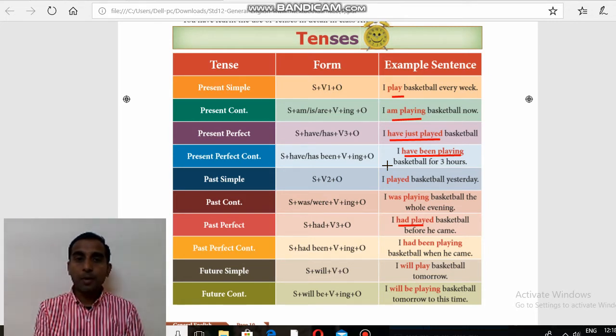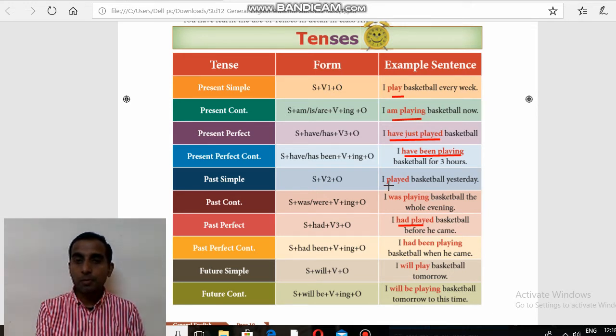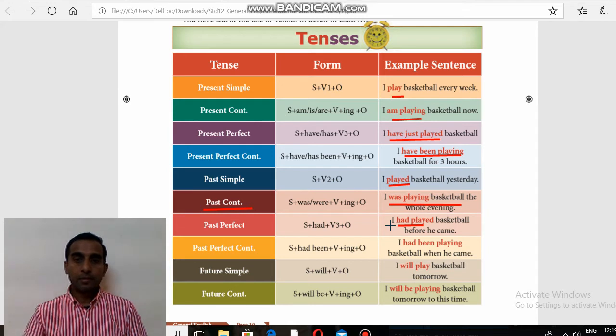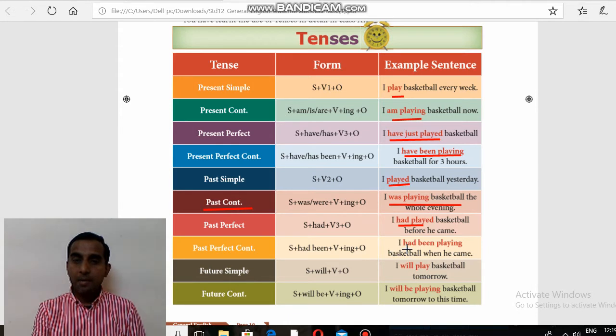The same thing will apply for the past tense. The past tense of play is played. So I played. This is simple past: the verb in its original form, but in past tense. Here, ing form, continuous. You can see past continuous here. So here I was playing. Then past perfect, I had played. Now even if it is third person singular, he, she, it, you have to say he had played or she had played.